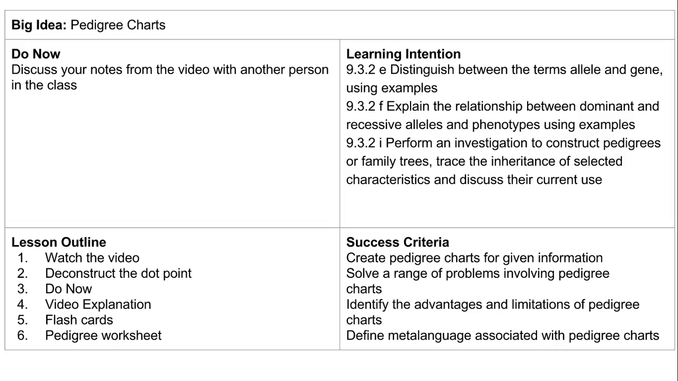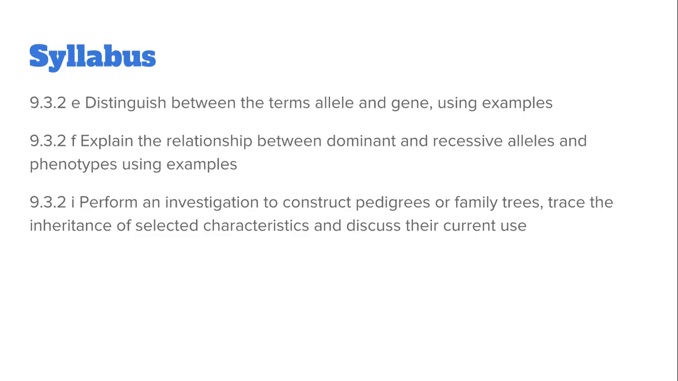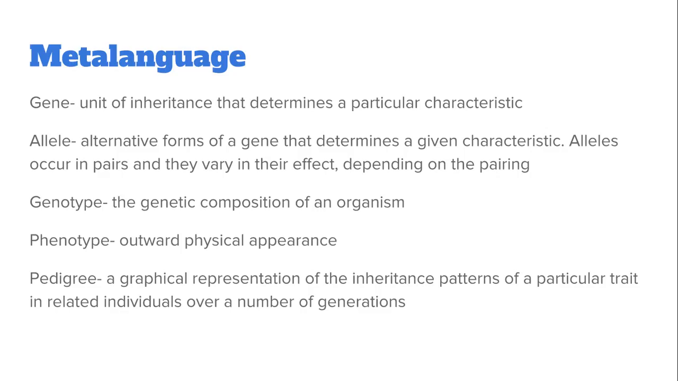In this video, we're going to be following on from our discussions about monohybrid crosses, and we're going to be looking at alleles again, and then we're going to be looking specifically at how we can trace the inheritance of these alleles through what we call a pedigree chart. Again, we have a lot of meta language here, which we're going to refer to, which will make understanding the content and questions asked a little easier.